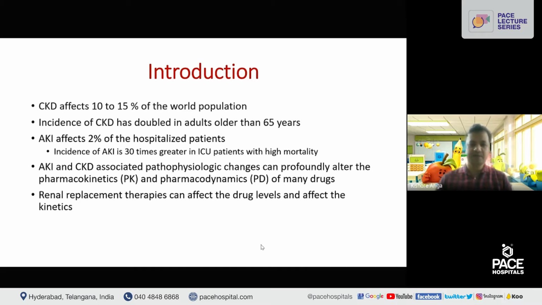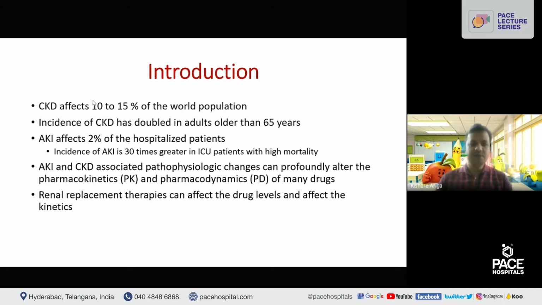Why is it important? This incidence tells us that AKI or CKD is pretty common, and all these patients who are having this AKI and CKD are more prone for hospitalization, and they will be given multitude of drugs. And if we give the drugs at same dosage as we give to normal people, they can have less effect or more effect or more of side effects.